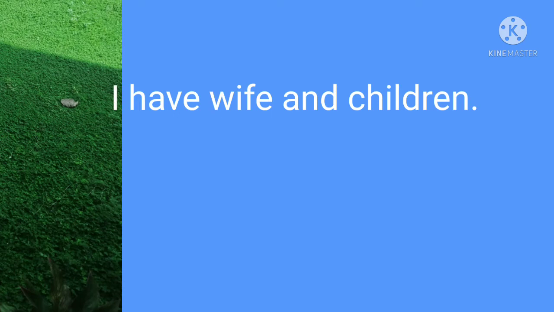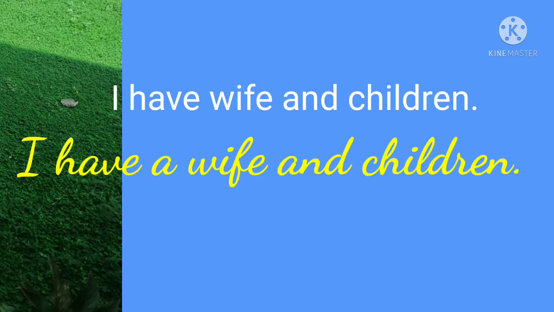Next one, I have wife and children. What is the mistake here? I have a wife and children. You must say, I have a wife and children. Because when a noun is mentioned for the first time, we have to use an article there. We studied it earlier.